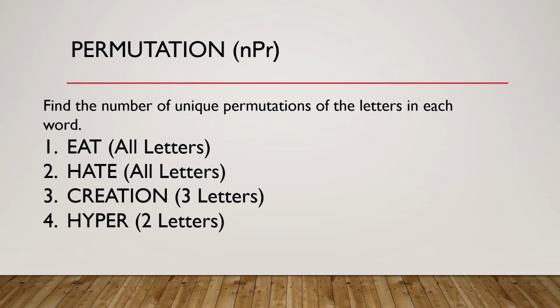Let's now proceed. We are to find the number of unique permutations of the letters in each word. For number 1, we are going to use all the letters. How many letters are there? There are 3, so 3 taken 3, that is 3P3. 3 taken 3 is simply 3 times 2 times 1, so thus, it will give us 6.